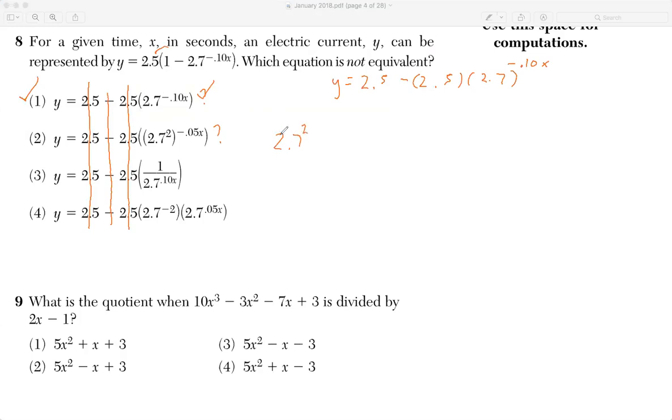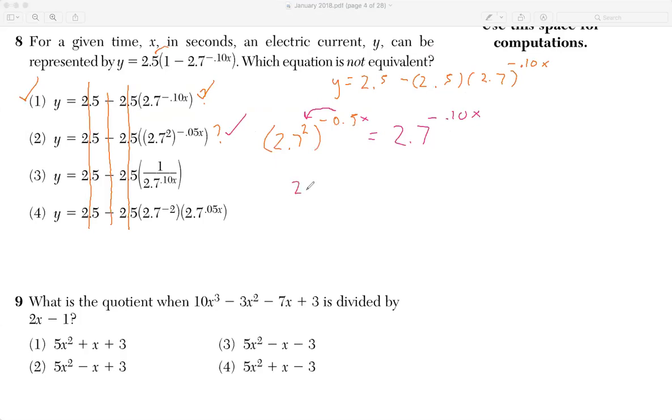2.7 squared to the negative 0.5x. Well, what happens when you have an exponent raised to an exponent? You multiply them. So you multiply this to this, and this gives you 2.7. Well, 2 times negative 0.5 is negative 0.10, gives us the x. So this one is the same. You can see right here. So this one's good. How about this?